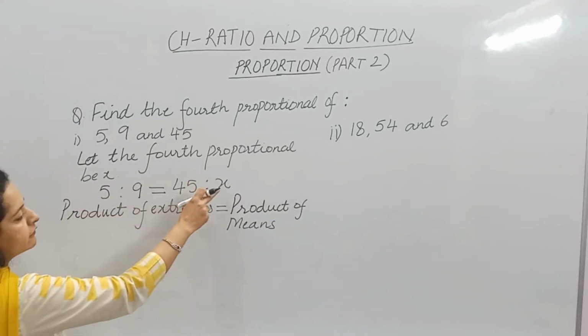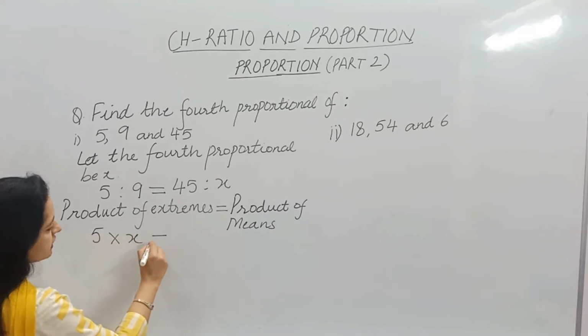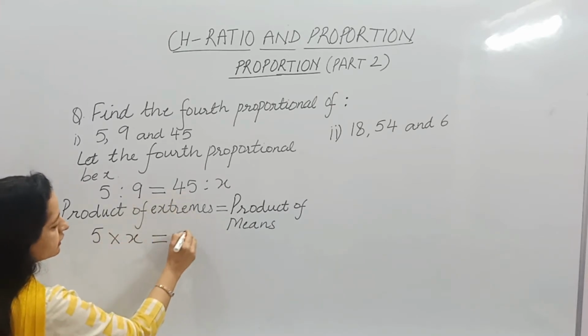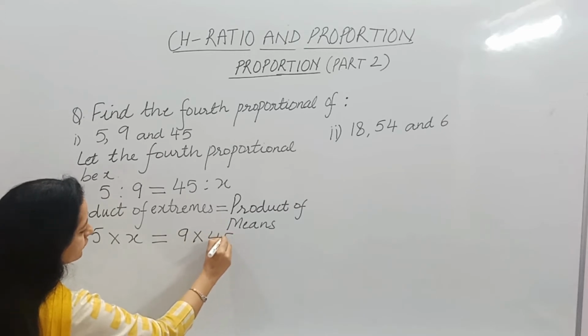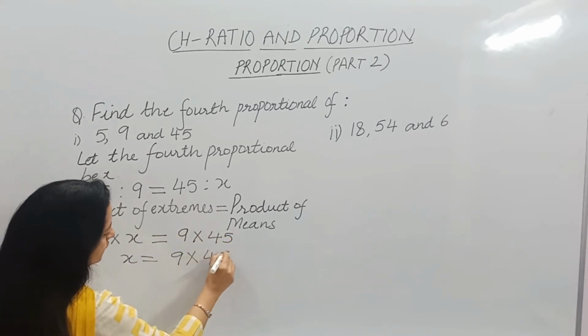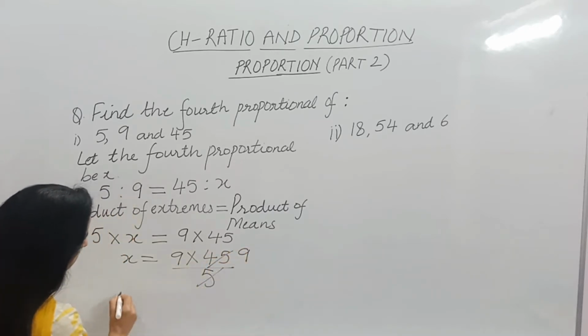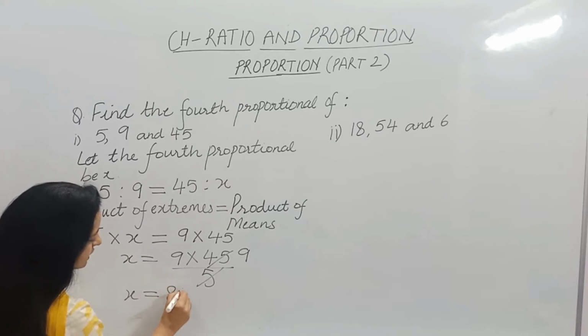The first and the fourth quantity are the extremes, so multiplying them, 5 into x is equal to the means, the second and the third, 9 into 45. So x is equal to 9 into 45 divided by 5. We can cancel 5 and 45 by 9. So we will have x is equal to 81.